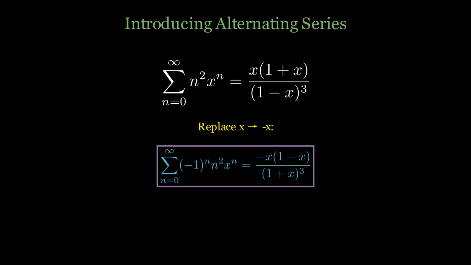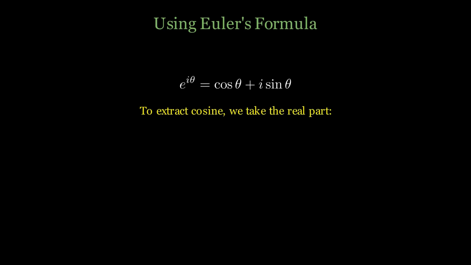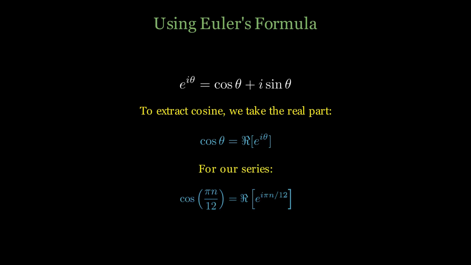Now let us come to Euler's formula and how we are going to use it in this particular problem. This is e to the power i theta equals cos theta plus i sin theta. And cosine theta is simply the real part of e to the power i theta. We can apply this in our series because we have e to the power i pi n by 12 giving cos of pi n by 12, and we are going to apply that. So let us go ahead and see how it turns out.